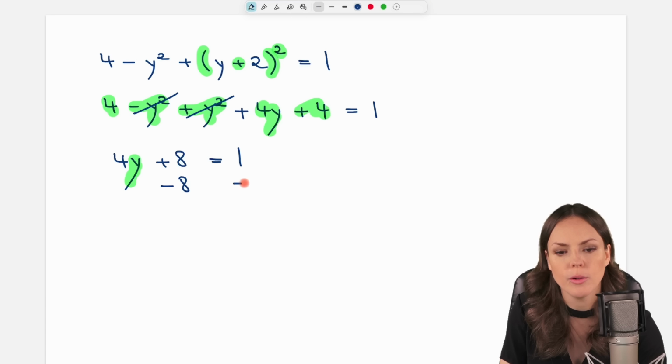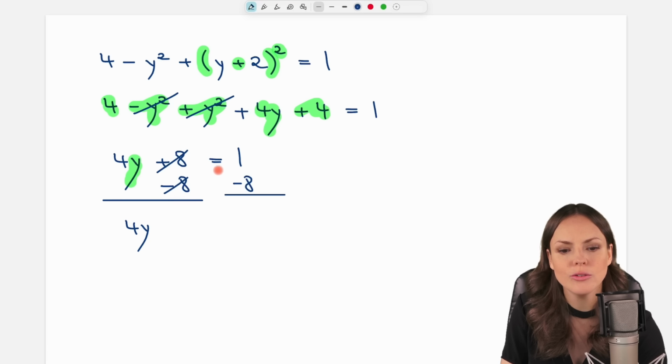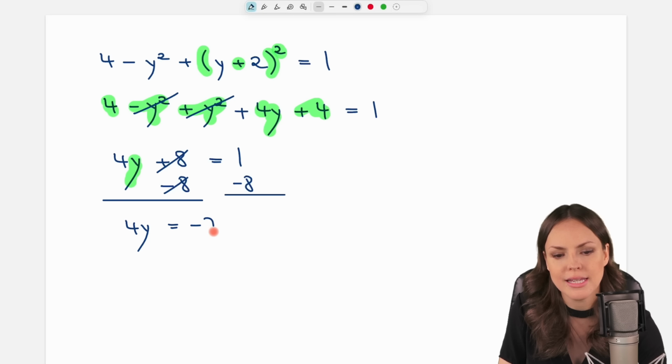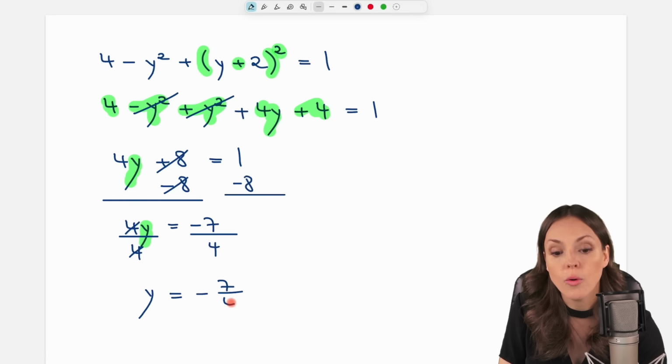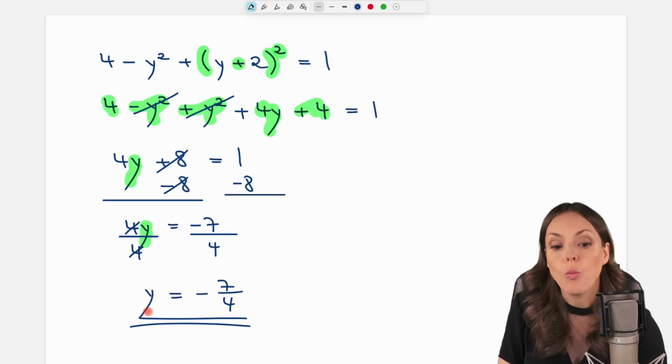To solve for y, let's get rid of the 8 here first. So we subtract it on both sides of the equation, so that here we have 4y, this cancels out, and on the other side 1 minus 8 equals -7. To solve for y, let's get rid of the 4, so let's divide both sides of the equation by 4, so that this cancels out. We only have y here, and here we have -7/4. We found our y.